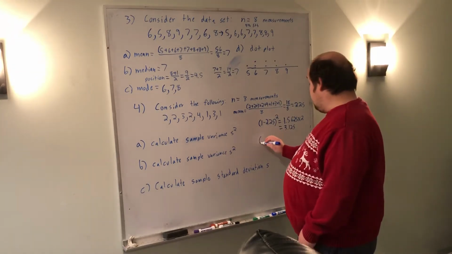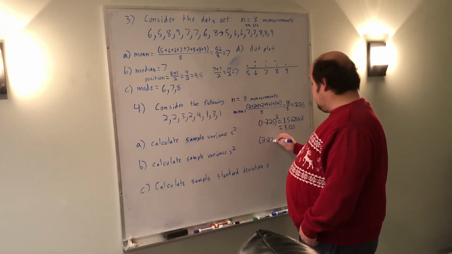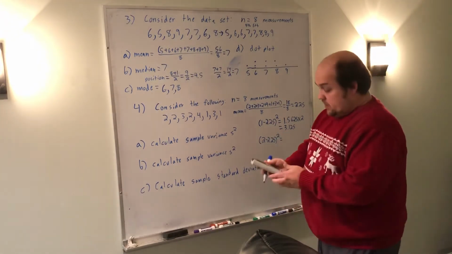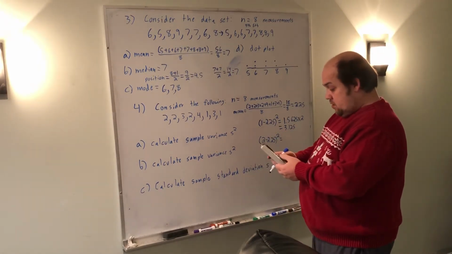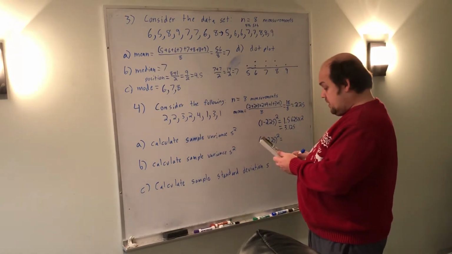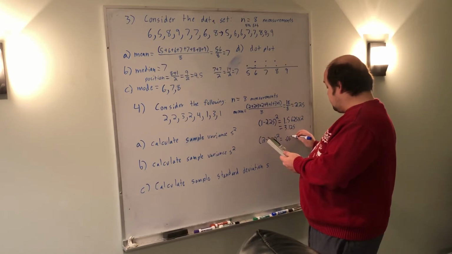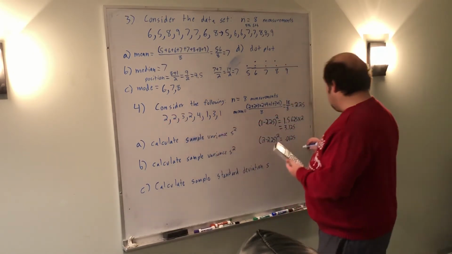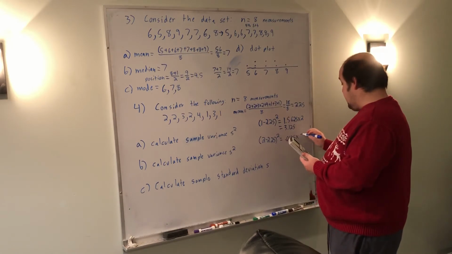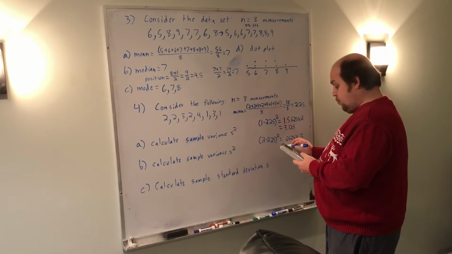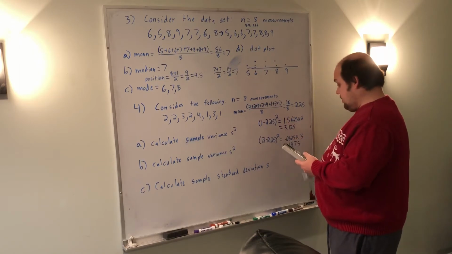When I do it for 2, it's going to be 2 minus 2.25 squared. When I do 2 minus 2.25 squared, my calculator tells me 0.0625. I see that I have 1, 2, 3 2's, so I'm going to multiply that by 3. When I multiply by 3, I get 0.1875.